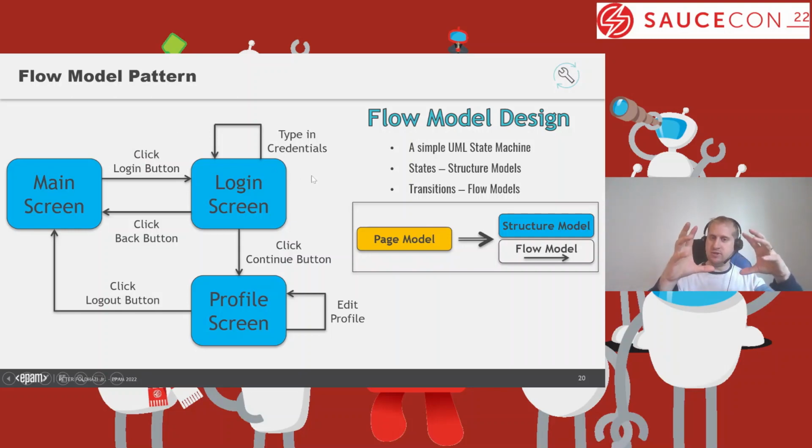You're still on the login screen, and once you type your credentials correctly and click on the login button, you land on your profile screen. That's where you can make some leads, get to some other pages as well. And then eventually, if you click logout, you get back to the main screen. So that's how the flow model can be best described.